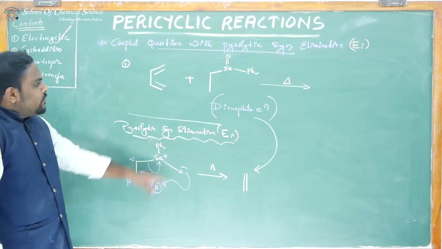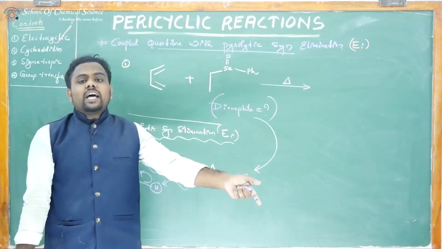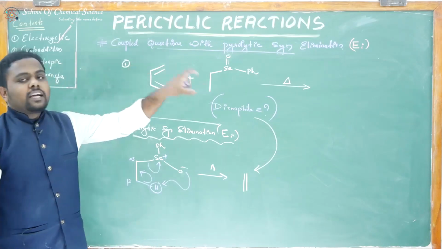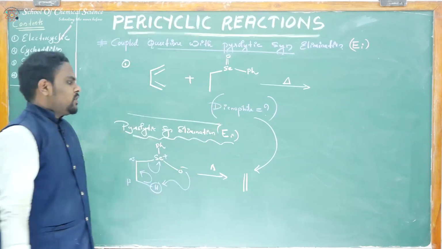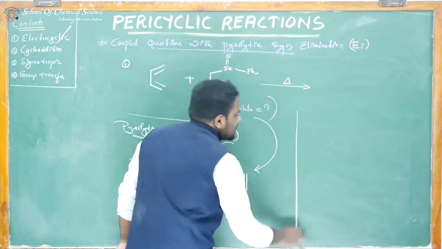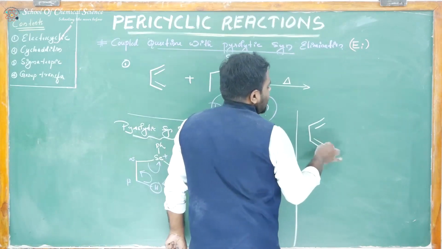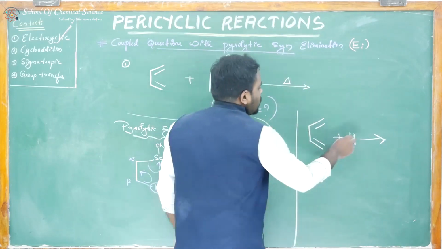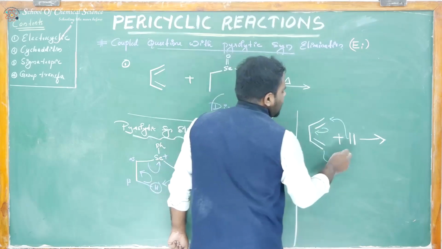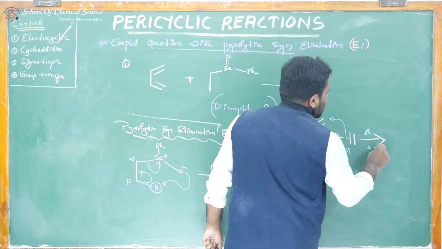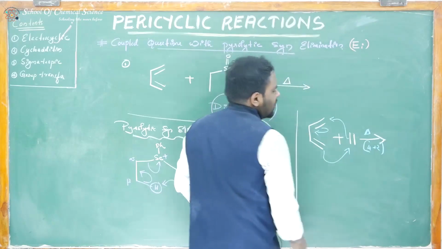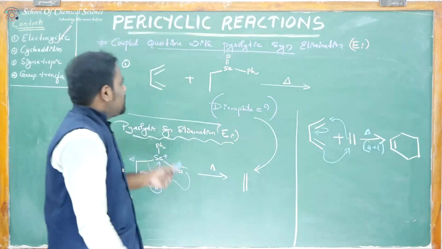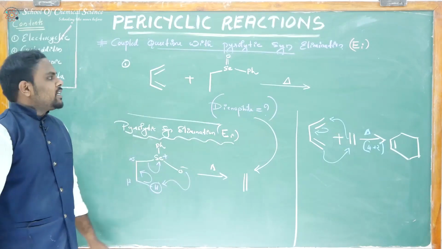So the first step is the generation of dienophile. Then only the cycloaddition reaction, Diels-Alder reaction. So dienophile is generated. Then in the next step, your diene, that is 1,3-butadiene, simply reacts with the formed dienophile in a 4+2 cycloaddition reaction under thermal condition to form a cyclic product. So simply this is a 4+2 cycloaddition reaction.